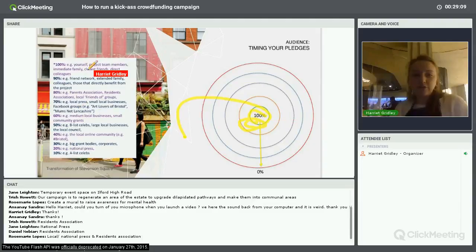After you've done that, you can then reach out to the next network of supporters. So that would be your extended friends, your extended family, colleagues, and now you can't miss a single person. So, if only half of your colleagues have pledged, you need to pester away at them.